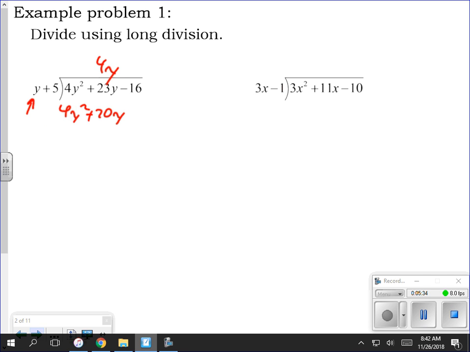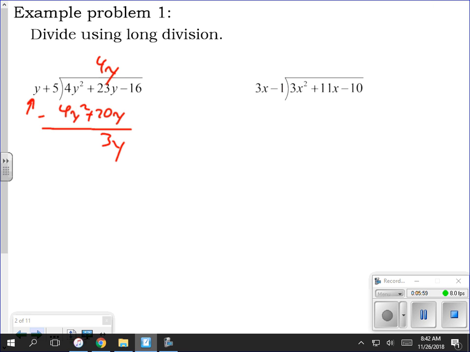And now what do I do? I subtract. 4y squared minus 4y squared, no more y squared. This better drop out. This first item needs to disappear. If it doesn't disappear, you did something wrong. Okay. 23y minus 20y gives me 3y.